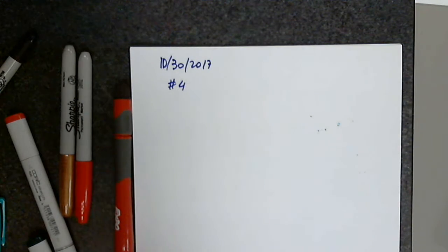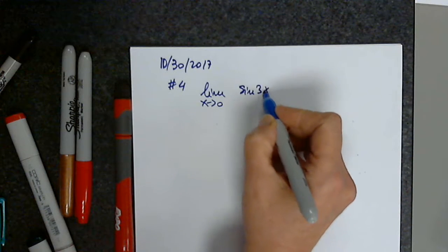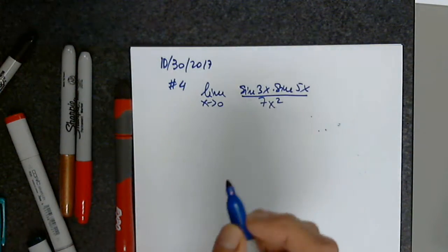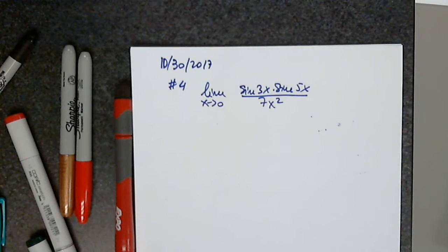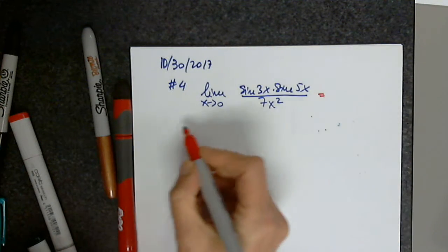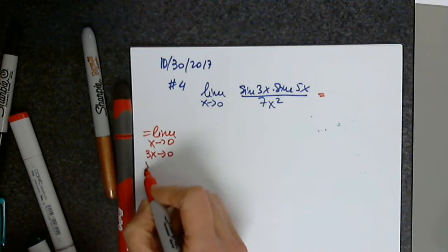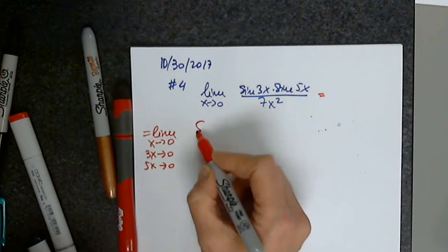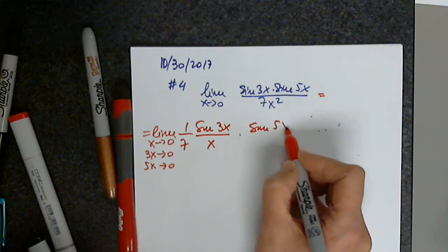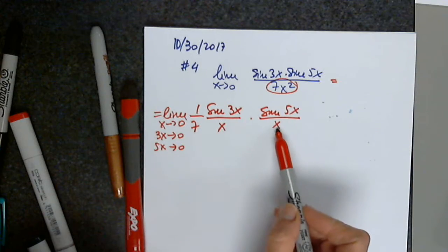Okay. And number 4, we have the limit as x approaches 0 of sine 3x times sine 5x divided by 7x squared. L'Hopital's rule works here, but it's not recommended because there is a much easier way, which is: when x approaches 0, 3x approaches 0 and 5x approaches 0. So I have 1/7 in front, sine 3x over x times sine 5x over x. So I split 7x squared into 7 times x times x.